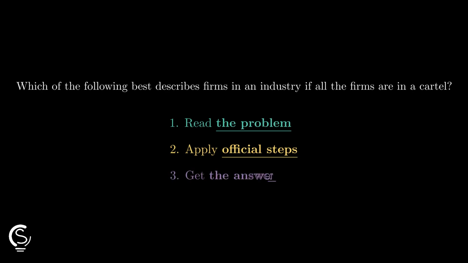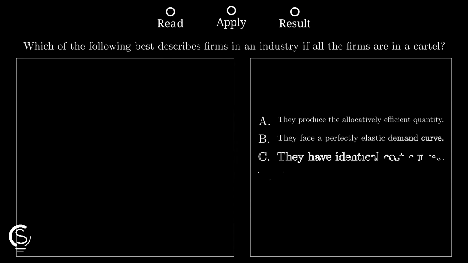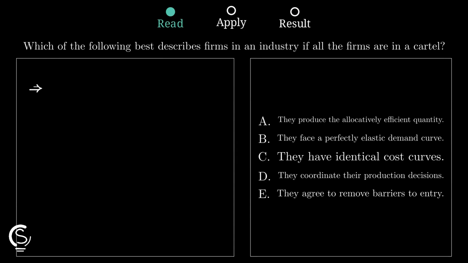Let's level up. Cartels are a major topic in economics, and you need to understand how they function right now. Let's solve the specific problem together very quickly. A cartel is defined as a group of firms that formally agree to cooperate. This means they act like a single monopoly to maximize their total profits by limiting competition.